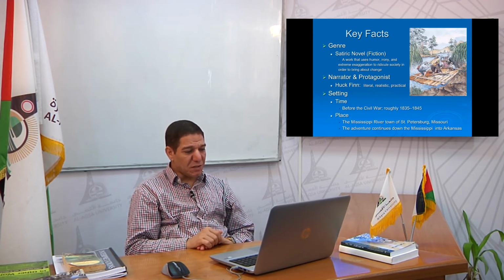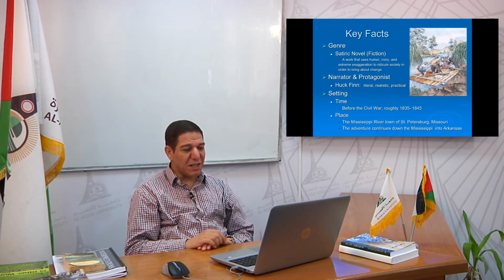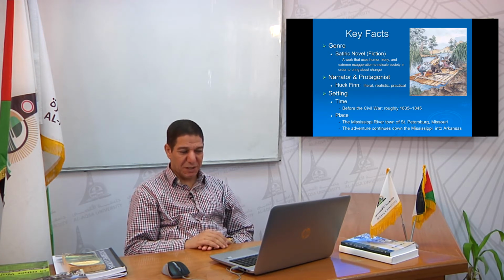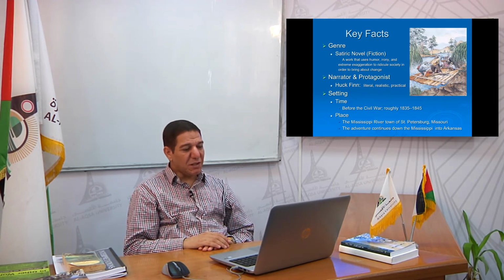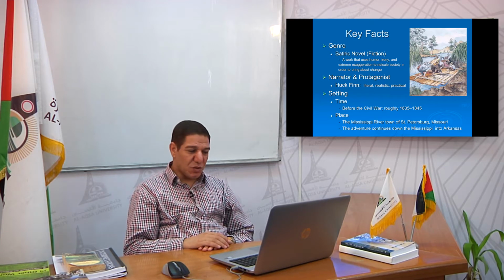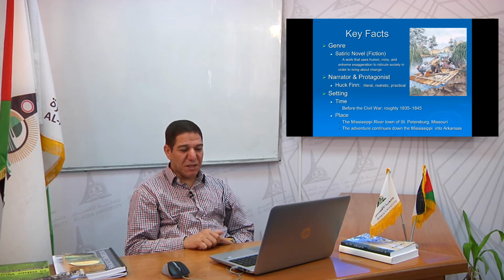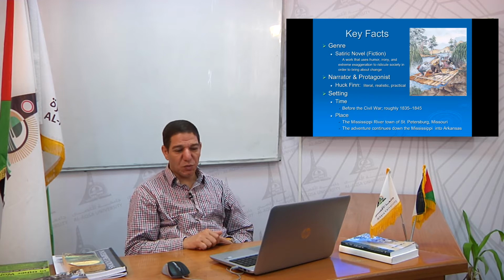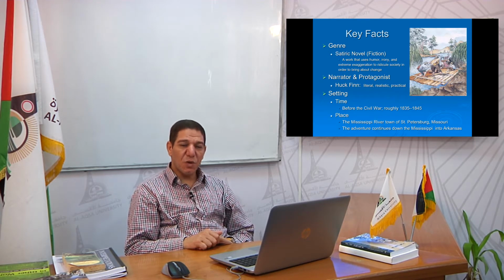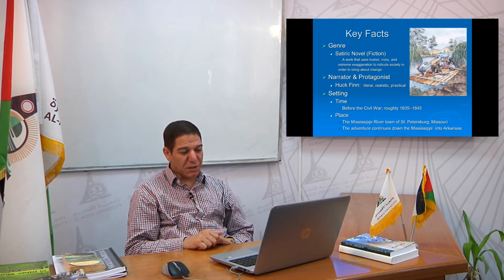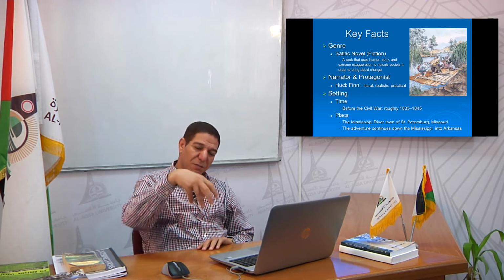Narrator and protagonist, Huckleberry Finn is literal, realistic, practical. He is the narrator and the protagonist. A setting which includes time and place: before the Civil War, roughly 1835, 1845. 20 years before the Civil War, where slavery was still valid. Place: the Mississippi River town of St. Petersburg, Missouri. This is the Midwest, okay?